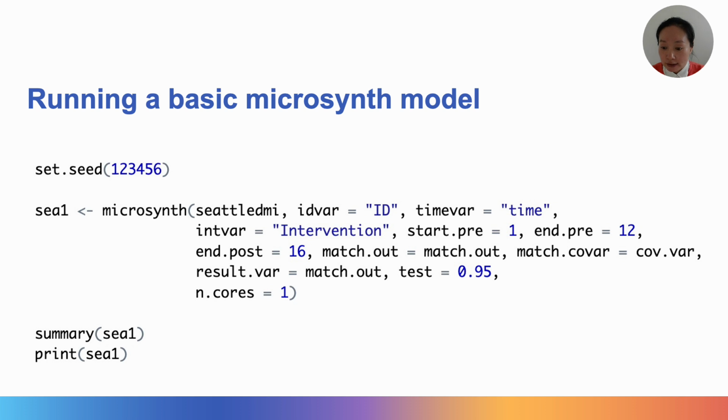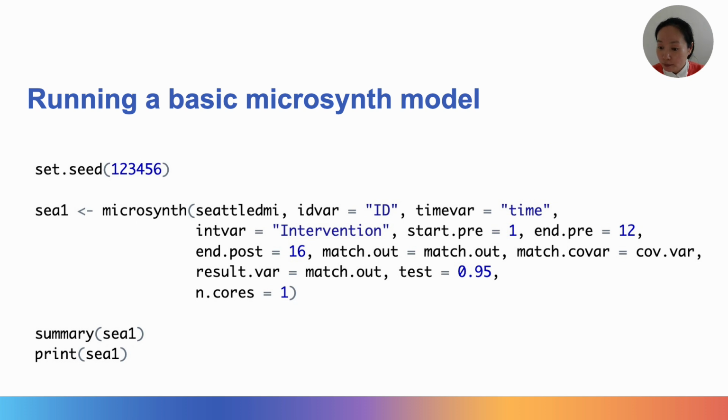And we have the starting of the pre-intervention period as 1 in our dataset, and the end of pre-intervention period is 12. The end of the post-intervention period is 16. Our match out variable, in other words, the time varying matching variable, is called match out, as I mentioned earlier, and it's called any crime.